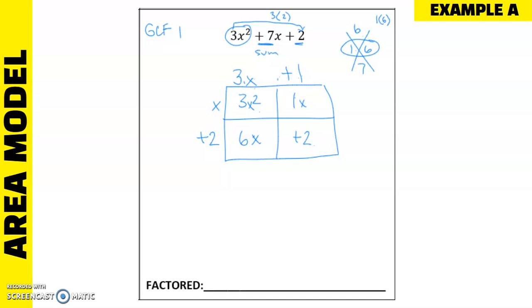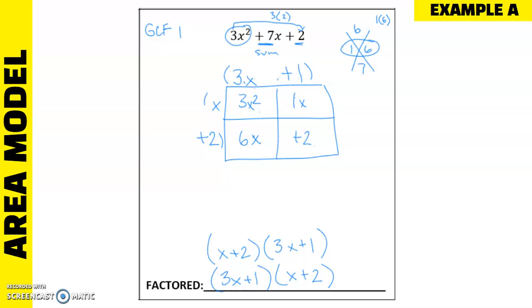So now everything works. My factored form is 3x plus 1 times x plus 2. And you could write it the other way, right? My factors are just these quantities up here. I could have it x plus 2 times 3x plus 1. Those are exactly the same story, okay?